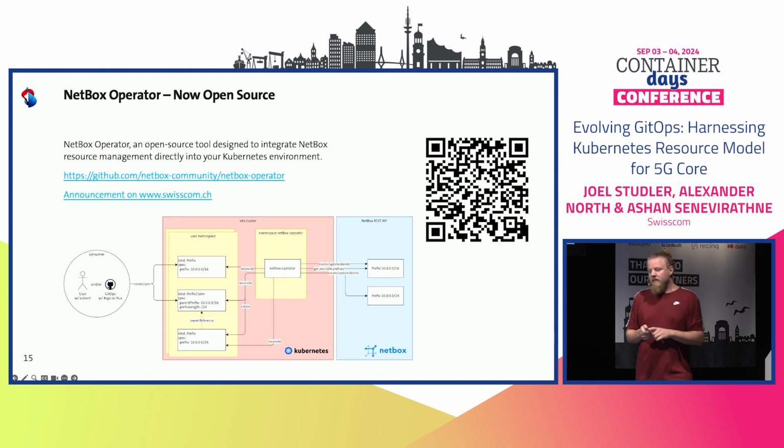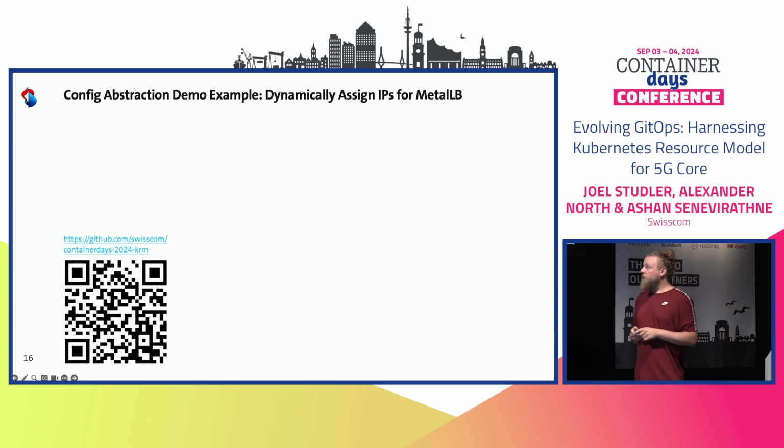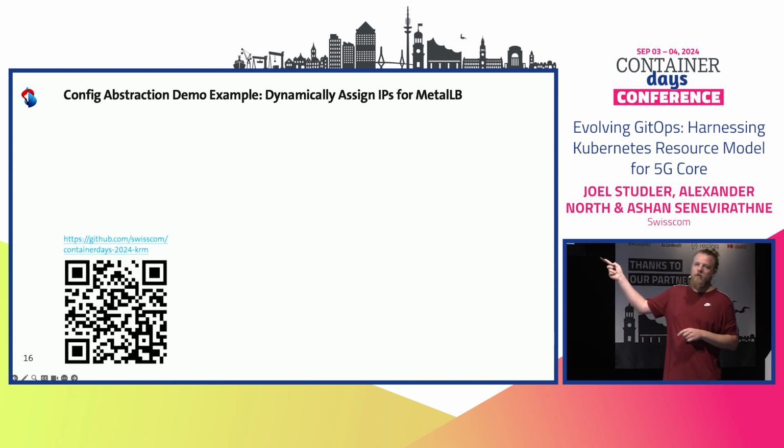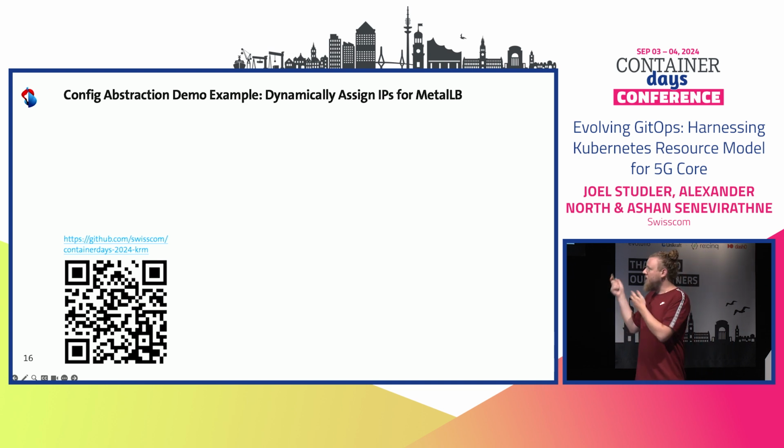So going back to config abstraction, we've added a QR code as well to the Git repo that contains all the demo resources we're showing today. There will be a lot more in the repo to explore. I will only scratch the surface today, so please go into more detail in these resources in the Git repo.